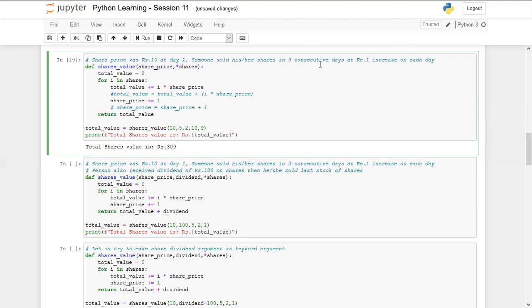Okay, again, any question on this example? It's clear. Okay.